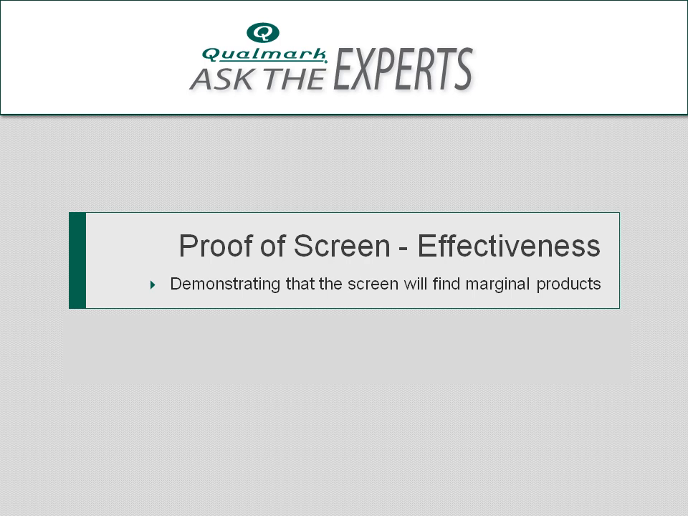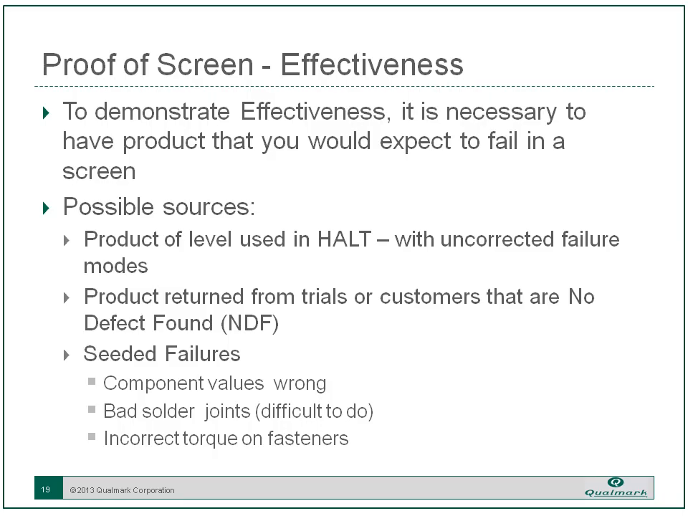Now the first part of that screen, as I said, is effectiveness. Let's prove that it will find marginal products. Well, here's challenge number one. In order to do that, you have to have marginal products. Products that you would expect to fail in the screen, but that pass the production line tests. This can be a little tricky.